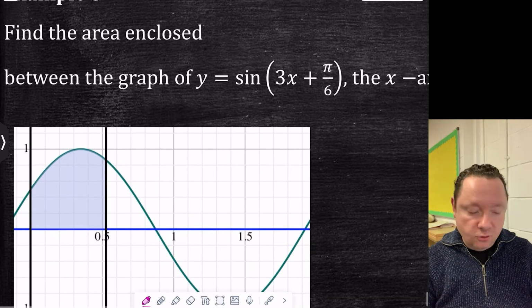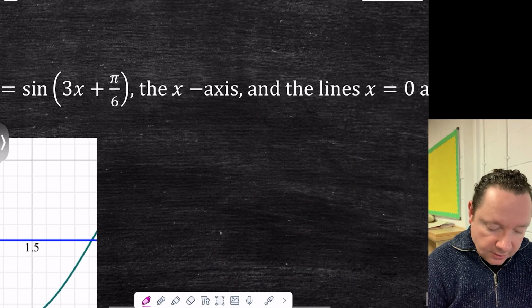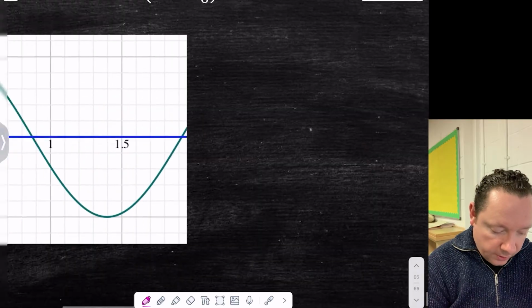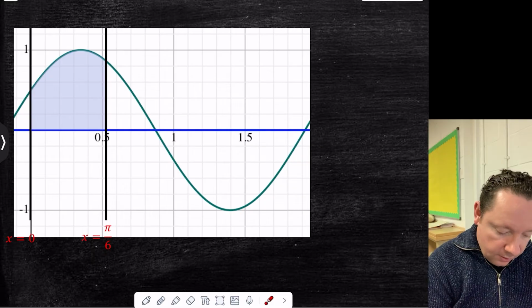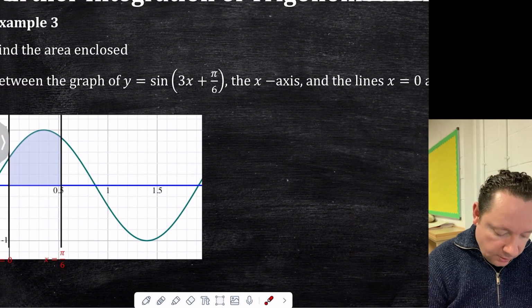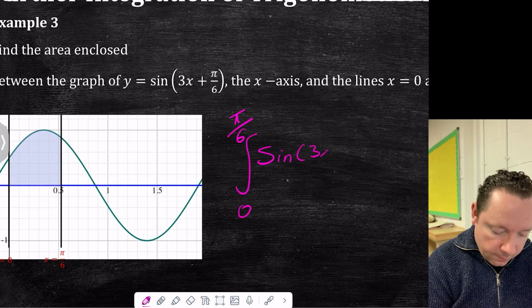Example 3 and further integration of trig. Find the area enclosed by the graph of y equals sine 3x plus pi over 6, the x-axis, and the lines x equals 0 and pi over 6. So I've got a picture of that here. There's the y-axis, and there's the line x equals 0. And there's the other line, which is pi over 6. So we want the integral between 0 and pi over 6 of this function, because the x-axis is below it. So we could just write that as an integral between 0 and pi over 6, sine 3x plus pi over 6 dx.